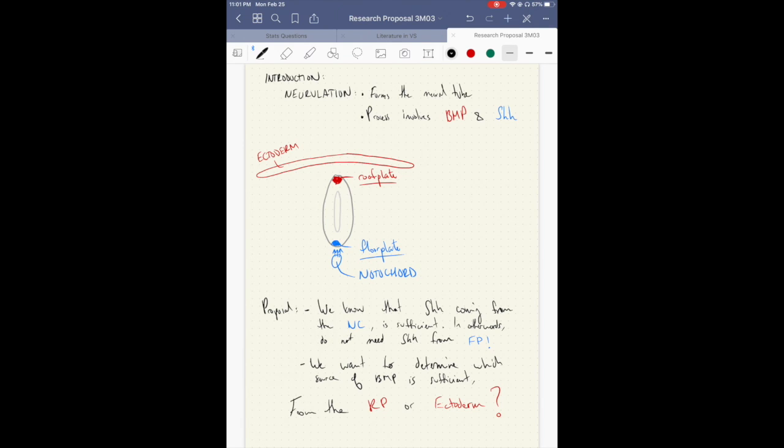During development, vertebrates undergo a process called neurulation, which forms the neural tube, this structure, and it involves two important proteins called BMP and SHH. BMP stands for bone morphogenetic protein, and SHH stands for sonic hedgehog.